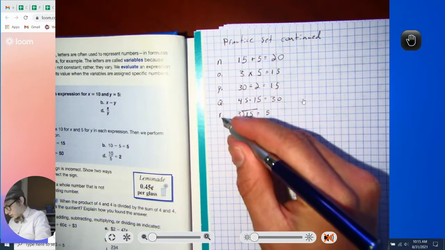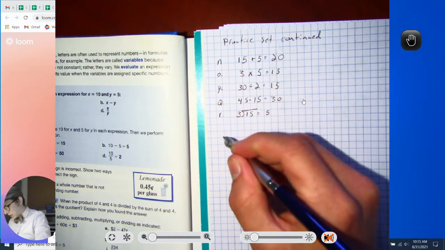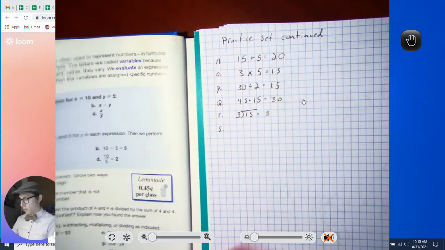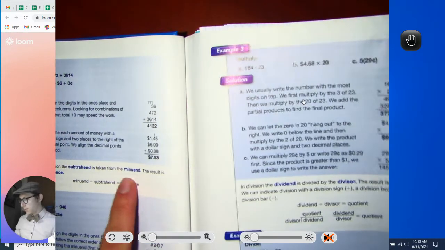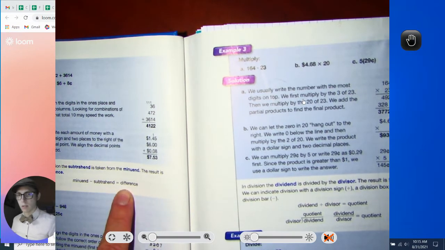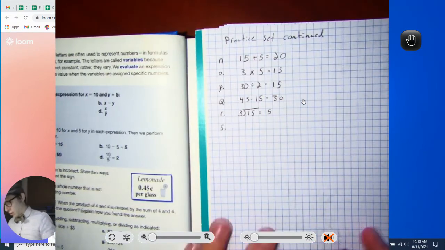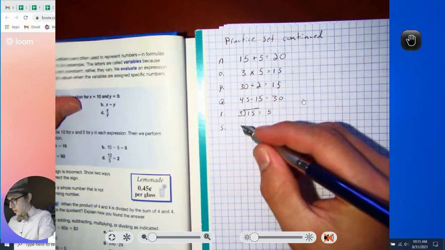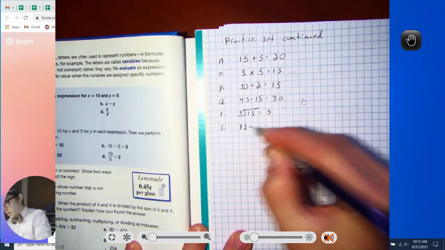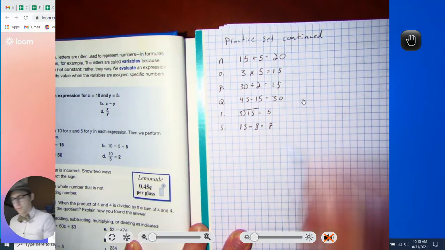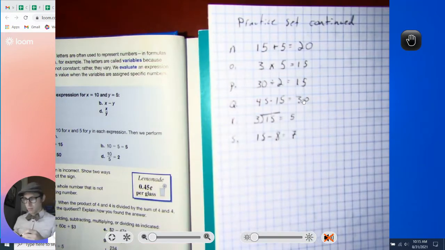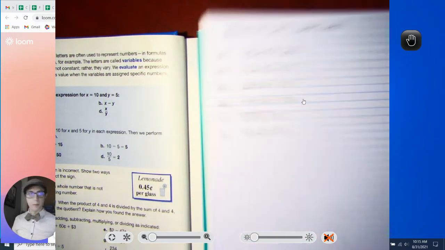My last question is S. The minuend, again, we're going back here, and it's taken from the minuend. So the minuend is the bigger number here, minus the subtrahend equals the difference. So we have 15 minus 8 equals 7. Okay, that's just any examples. These will vary based on what you choose, but the 15 should always be in the same spot.